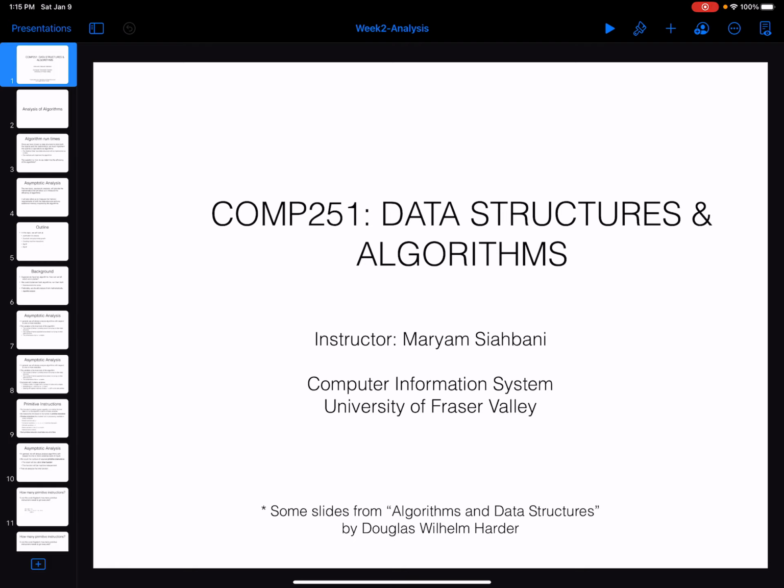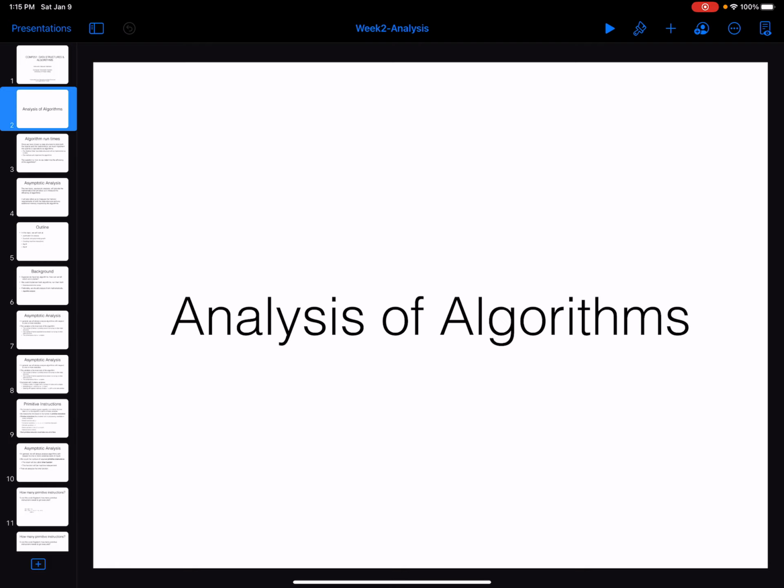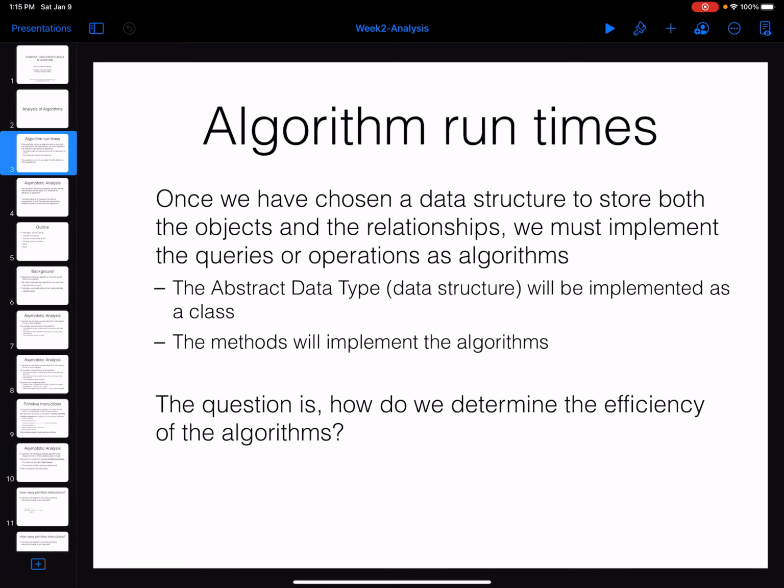Hello everyone. In this video we are going to learn about a mathematical tool, a technique to analyze the efficiency of algorithms. As we discussed in the previous lecture, everything that you are going to learn in the data structure and algorithms course is to write better programs.